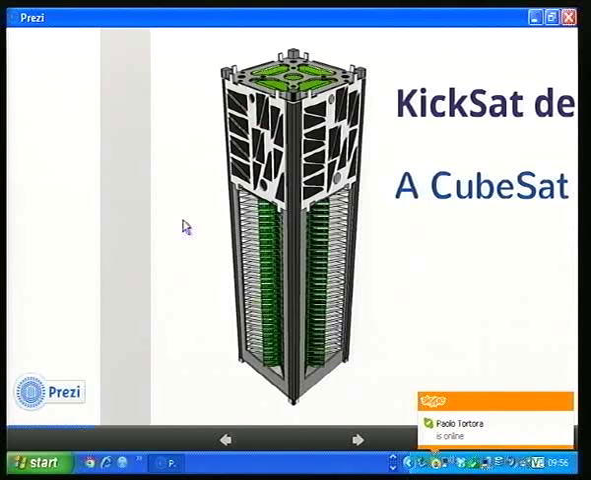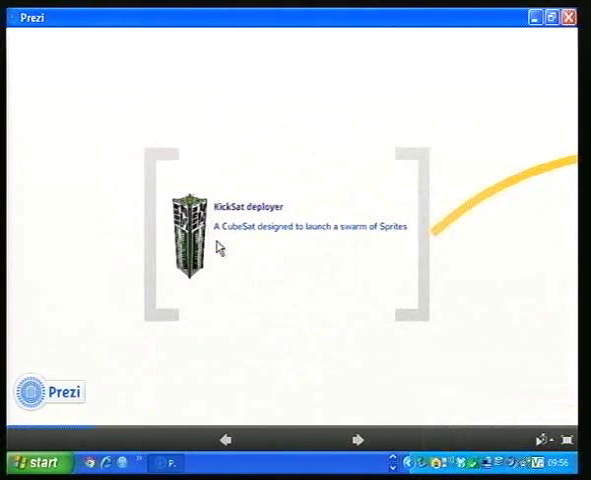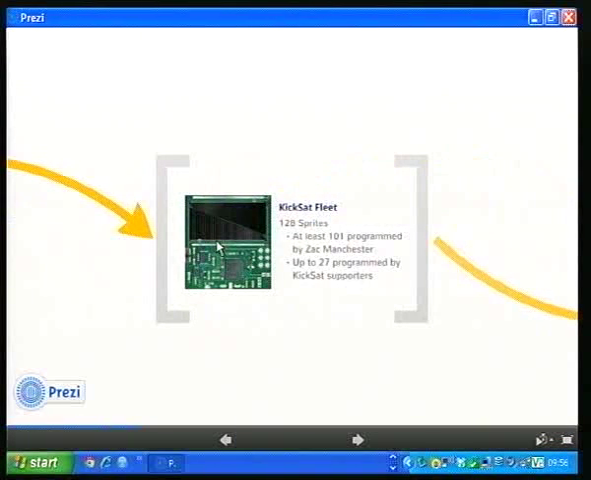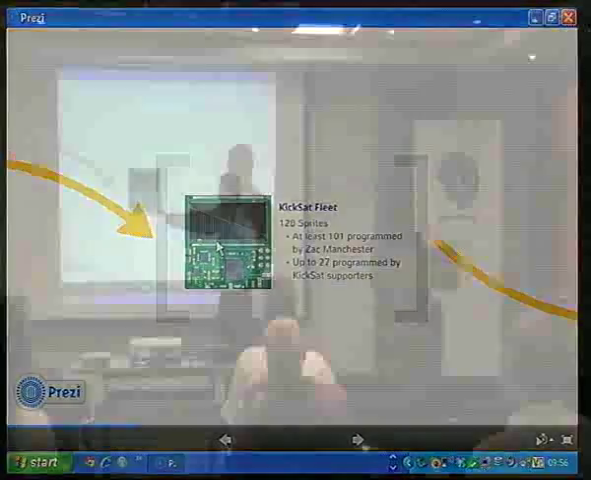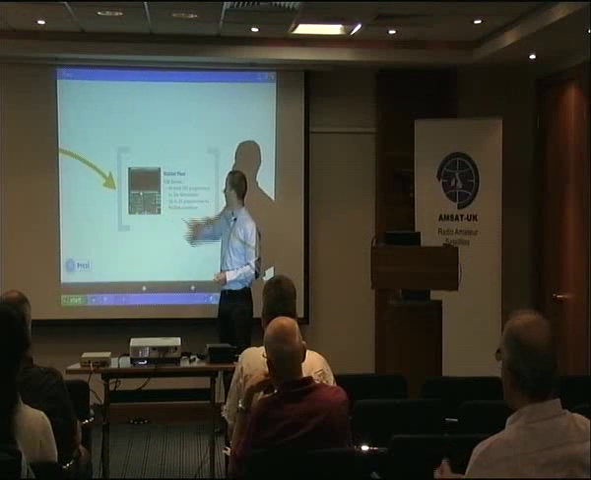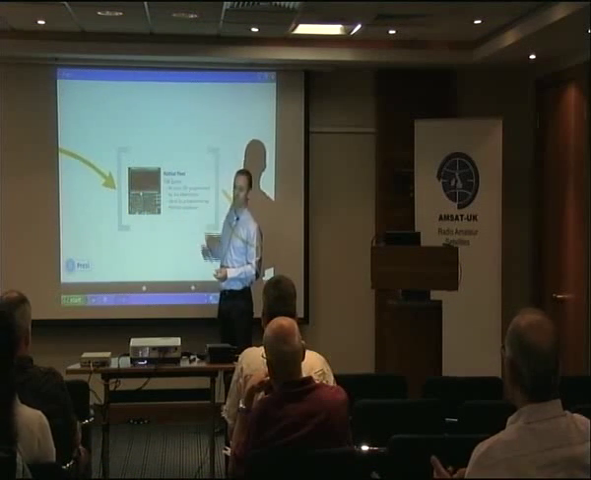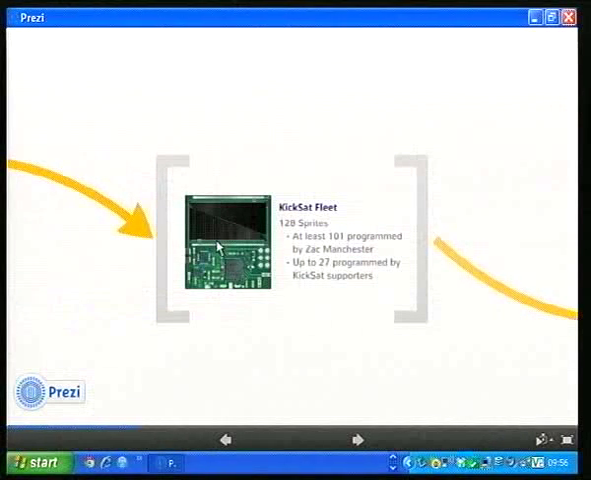So normal CubeSat, I think everybody in the room will know what that is. Let me just move on to the sprite. So what it's all about, there we go. That there is the satellite we're putting up, except we're not putting one of them up, we're putting 128 of them up, all at the same time. So all in that little CubeSat you saw earlier will be 128 of them.